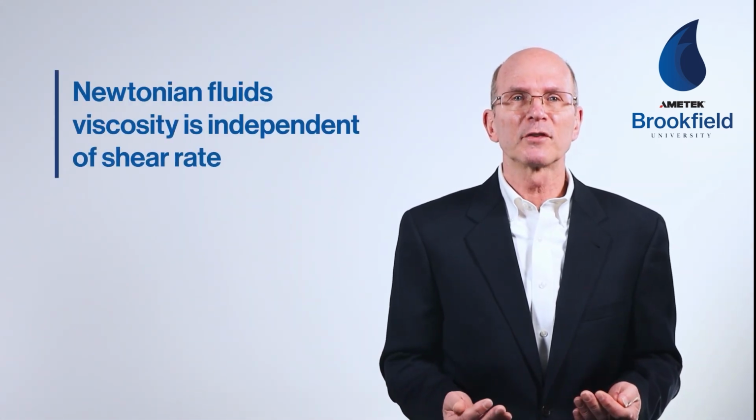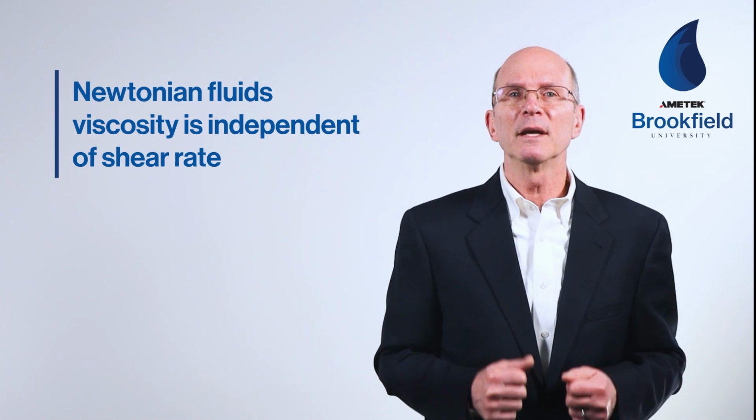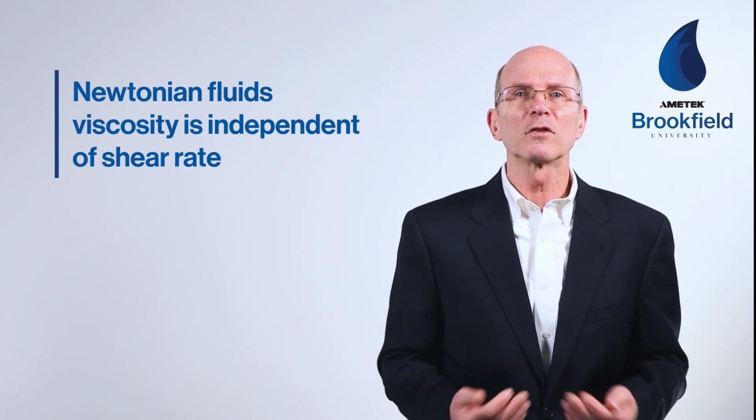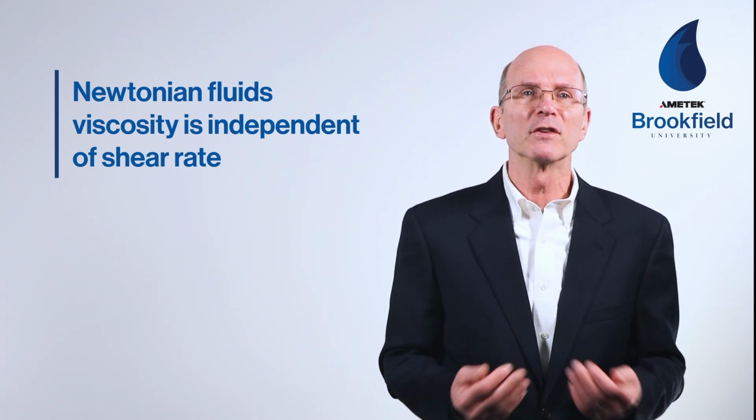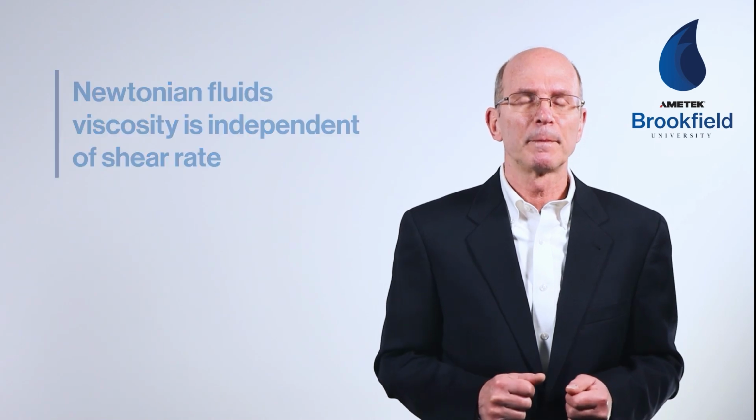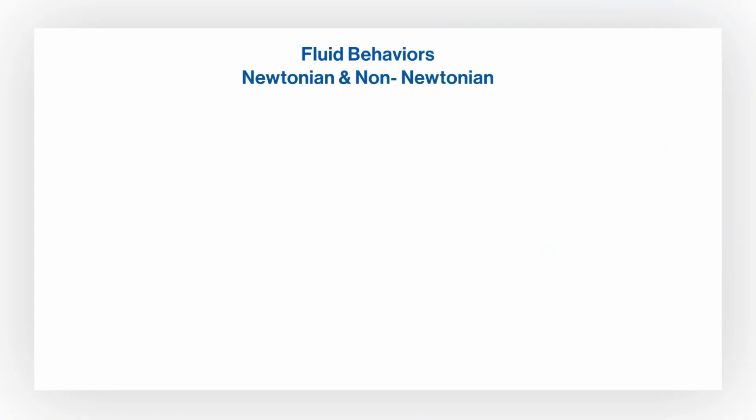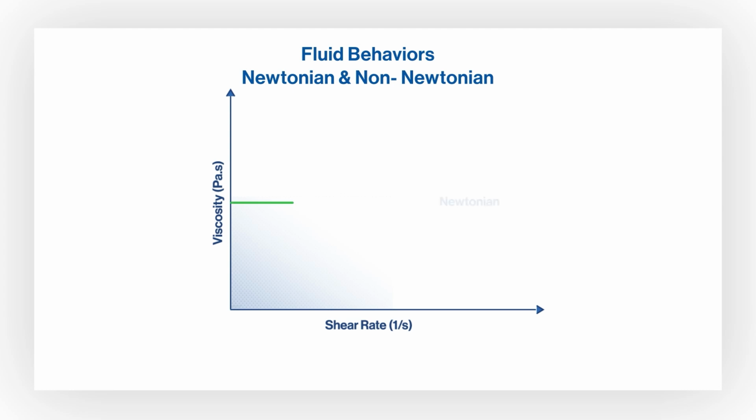Newtonian fluid viscosity is independent of shear rate. Any spring, spindle, and speed will have no impact on the viscosity of these fluids. When plotted with viscosity on the y-axis and shear rate or RPM on the x-axis, you can see that the viscosity remains the same with a varying shear rate.